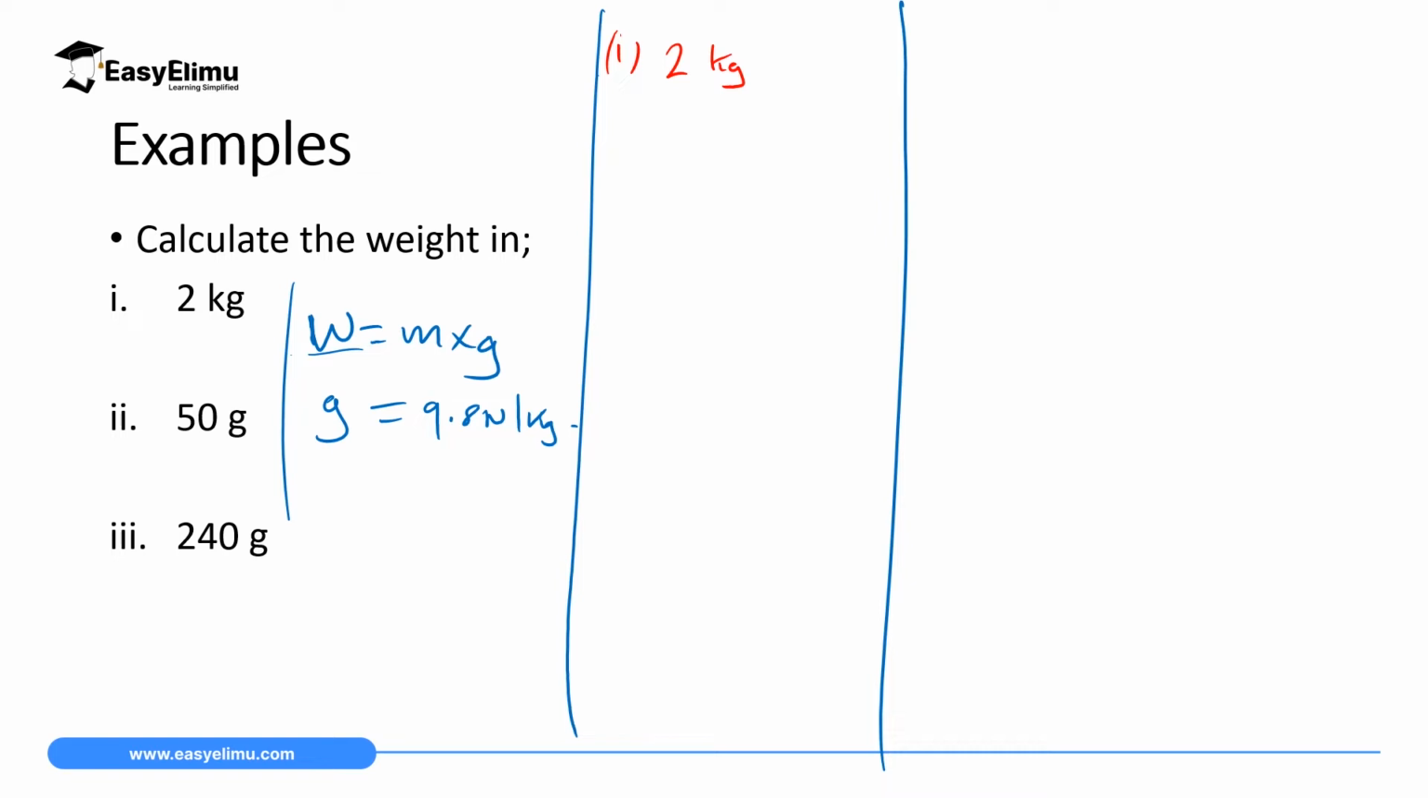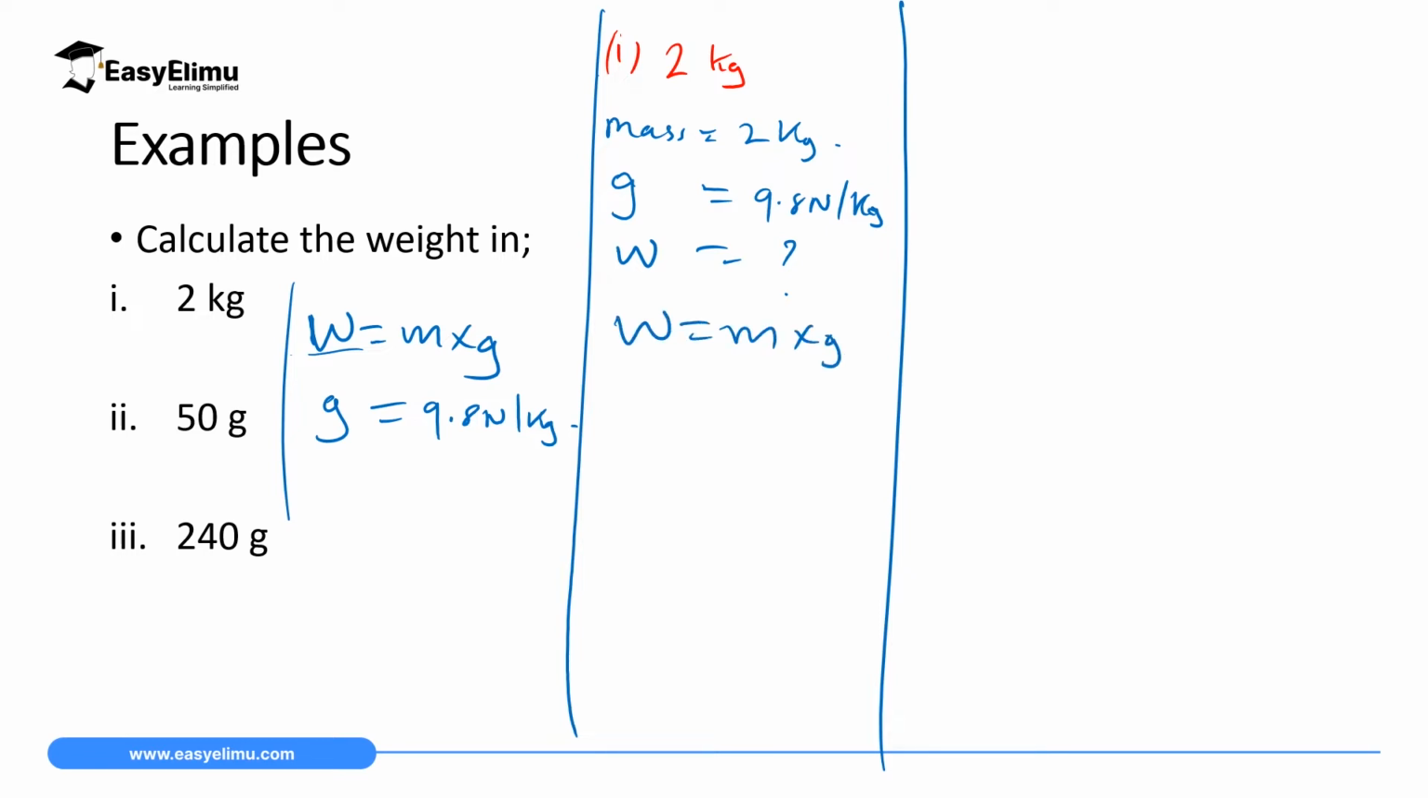So the first question, we are required to convert 2 kilograms to weight. So first thing you do, you identify what you have. You have mass, which is 2 kilograms. Then you have gravitational field strength, which is 9.8 newtons per kilogram. And now you are looking for weight, which you don't know. So now you write our relationship, that's weight is equal to mass times gravity.